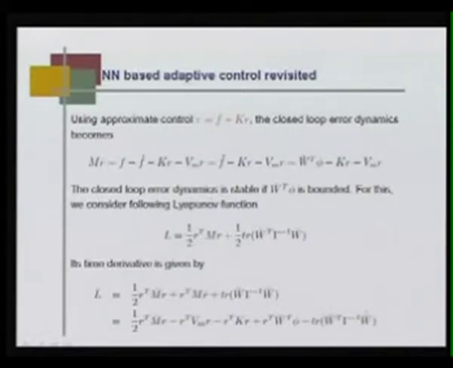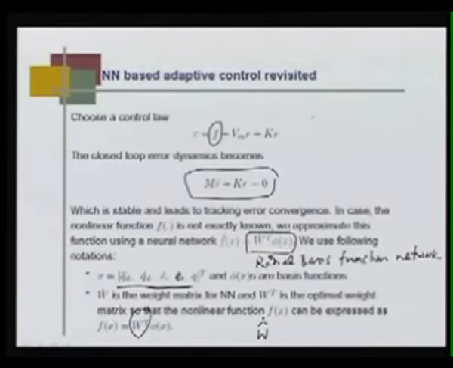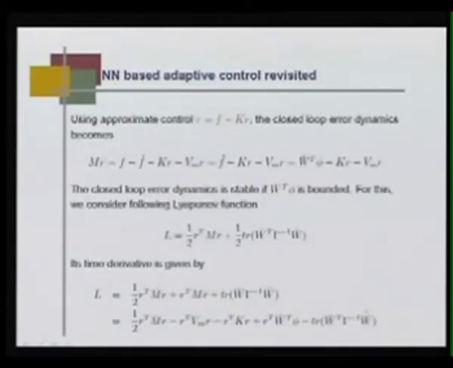Now, instead of tau equal to f plus kr, we write tau equal to f hat plus kr. You see that the Vmr term is missing here. We also assume Vm is unknown, so in that case tau is f hat plus kr. The closed loop dynamics is M r dot equals f minus f hat minus kr minus Vmr.